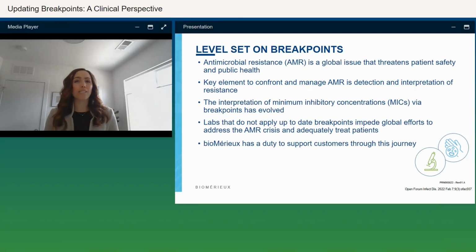So we completely understand that labs are challenged in this space. However, we also need to recognize that labs that do not apply up-to-date breakpoints jeopardize safe and effective treatment for the patients in front of them, and they also impede global efforts to address this AMR crisis. So as a global leader in infectious diseases diagnostics, bioMaryU has a duty to support our customers through this journey.